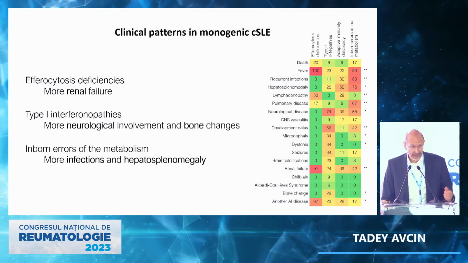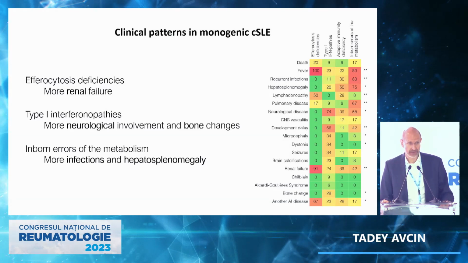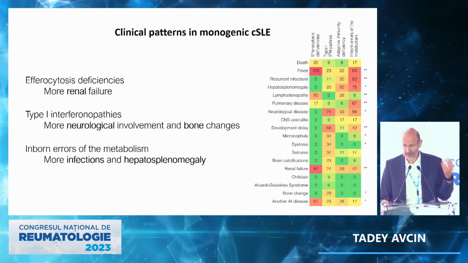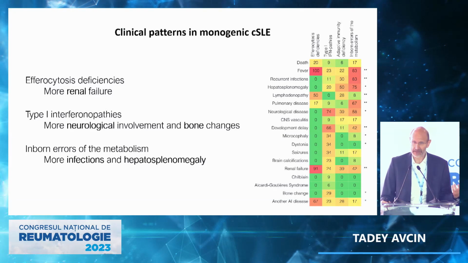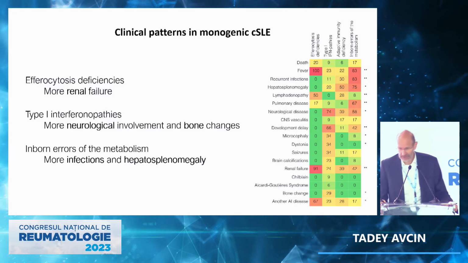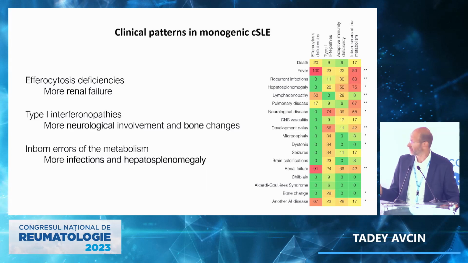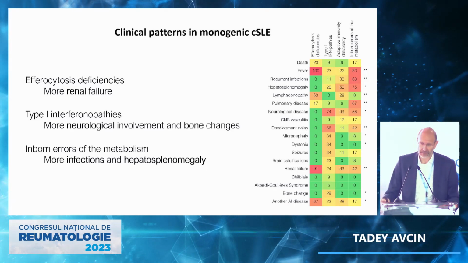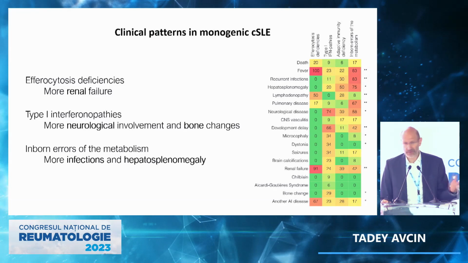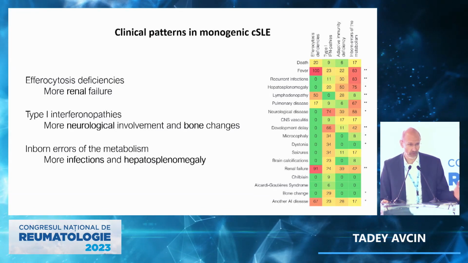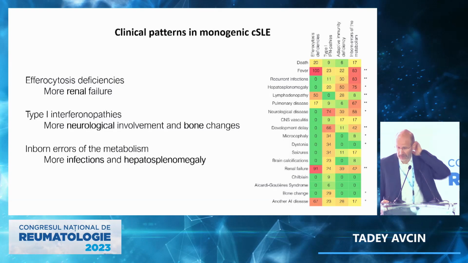So what are the clinical patterns in monogenic SLE? Depending on the gene that is behind the disease, the clinical phenotype of SLE also differs. You can see that in apoptotic defects, the first column, renal failure is present in almost every patient. So at our unit, we have 4 patients with apoptotic defects.